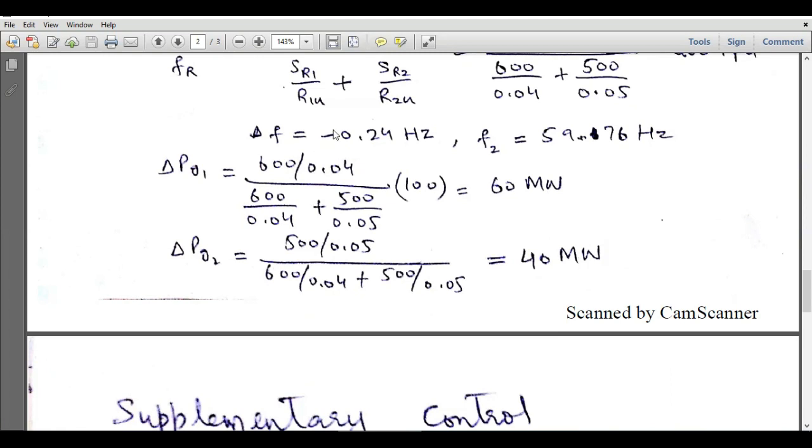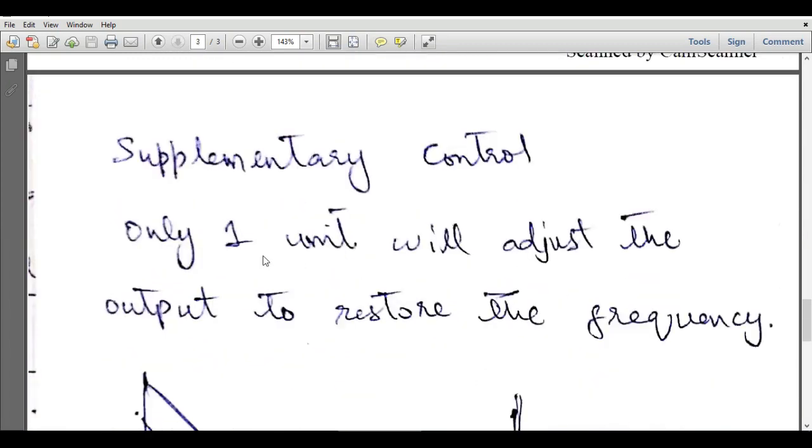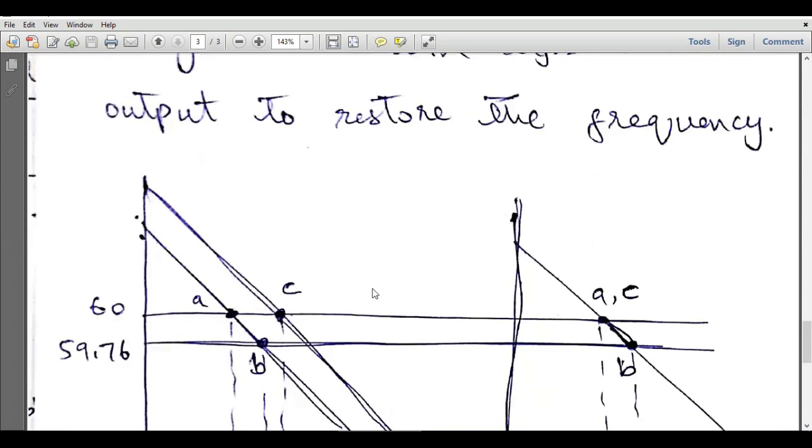So that difference of 100 megawatts has been assigned such that 60 megawatts of that difference will be handled by the first generator, and 40 megawatts of that excess generation will be contributed by the second generator. Now we will discuss the supplementary control, and we are given that only one unit will adjust the output to restore the frequency, and that unit is actually the first unit, right?